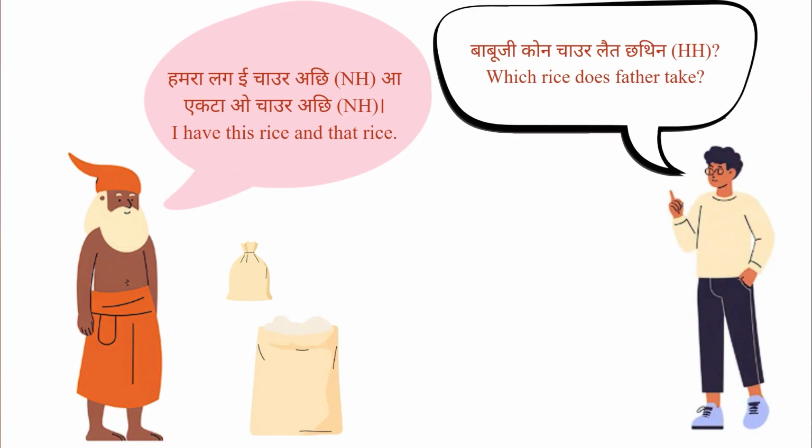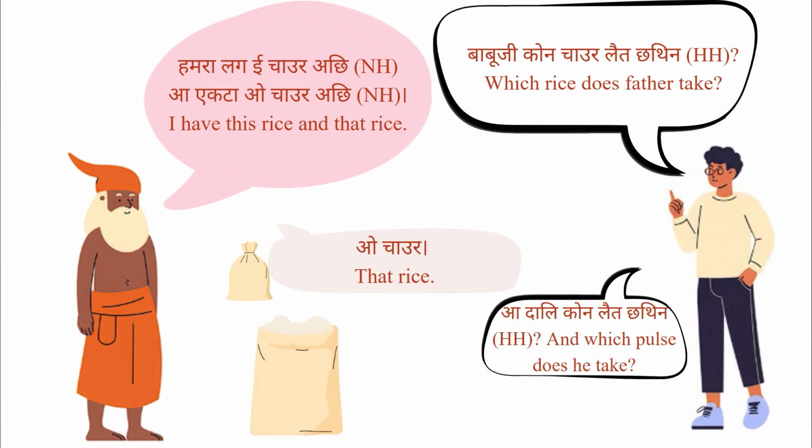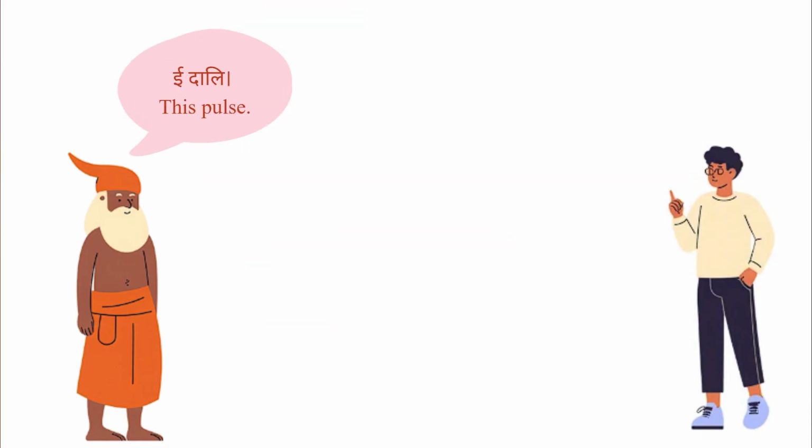Babuji kon chaur lai chathin? Which rice does father take? Kari Kaka says, O chaur, that rice, referring to the far one. A dail kon lai chathin? And which pulse does he take? Again notice the honorific form chathin. E dail. Kari Kaka says, this pulse. So the pulse which is nearby.